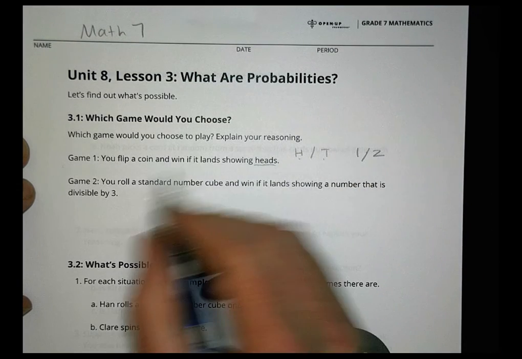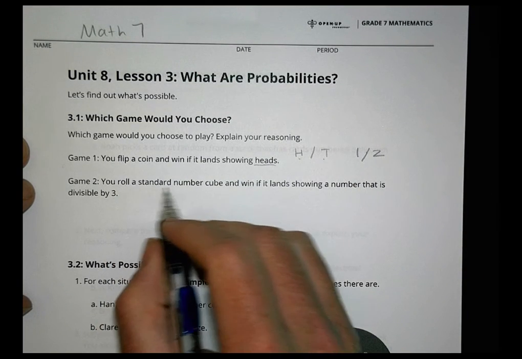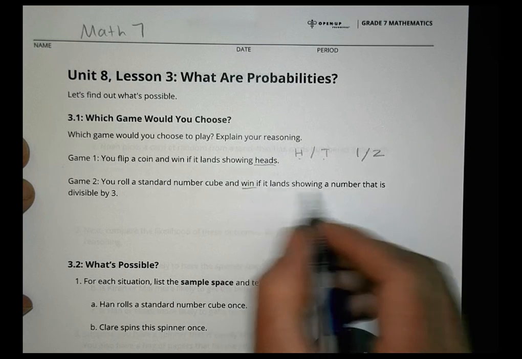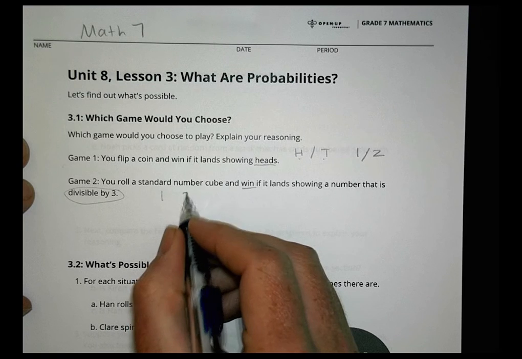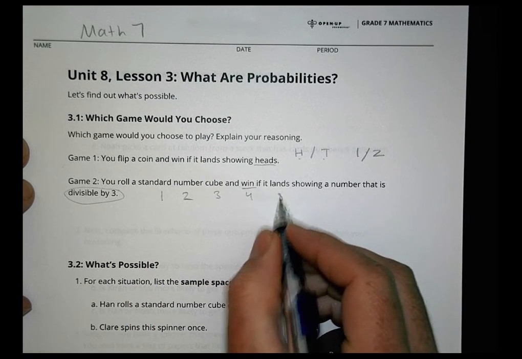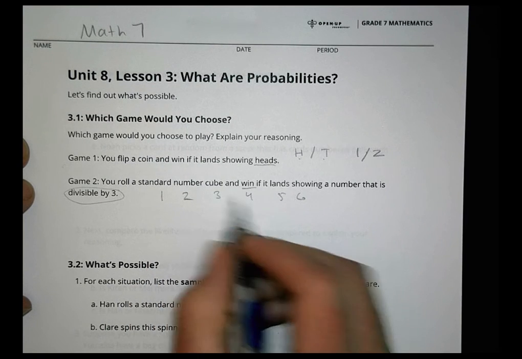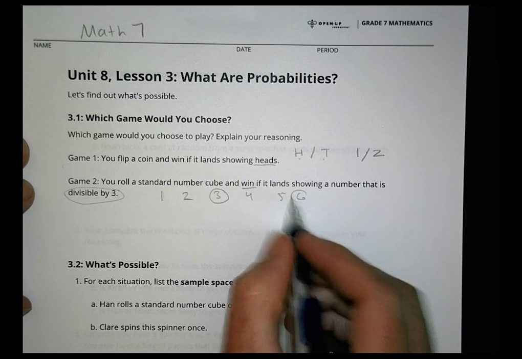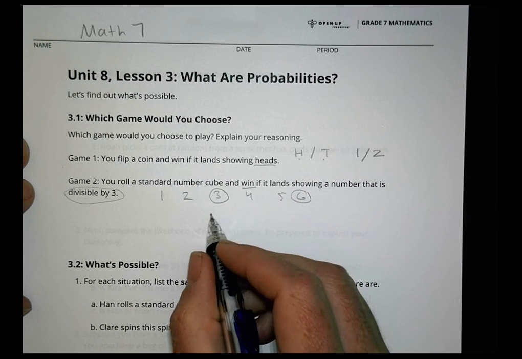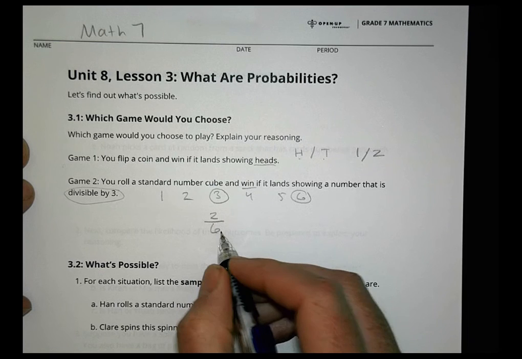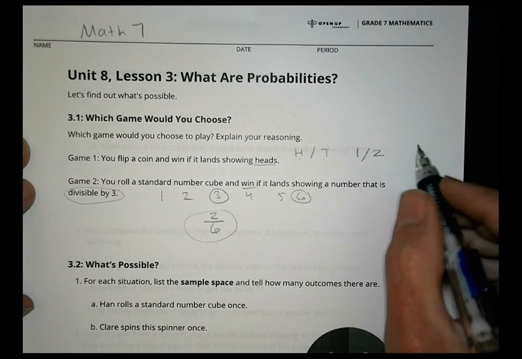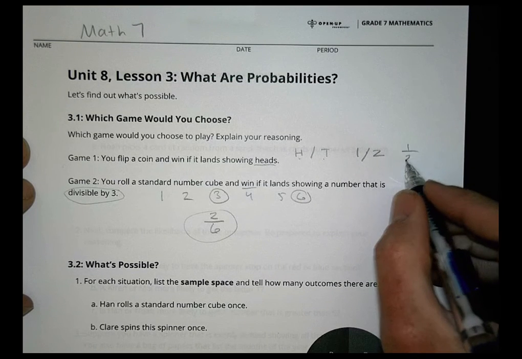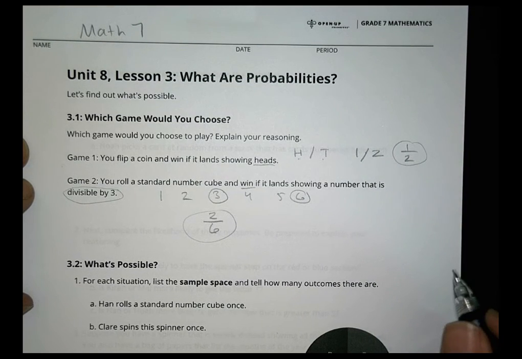Pretty good odds. Or this game where you roll a standard number cube and win if it lands showing a number that is divisible by 3. Well, our options are 1, 2, 3, 4, 5, and 6. And the only numbers that are divisible by 3 are 3 and 6. Which means in this case you have a 2 out of 6 likelihood of winning that game. So you're comparing the 2 out of 6 to the 1 out of 2 in terms of which game you would rather play and have the better chance of actually winning.